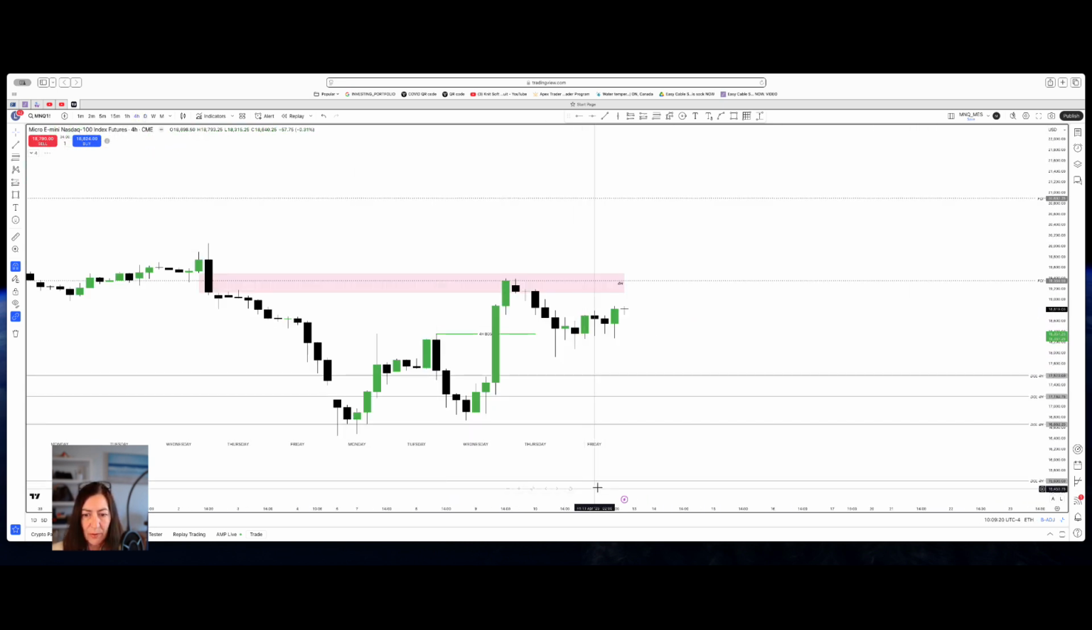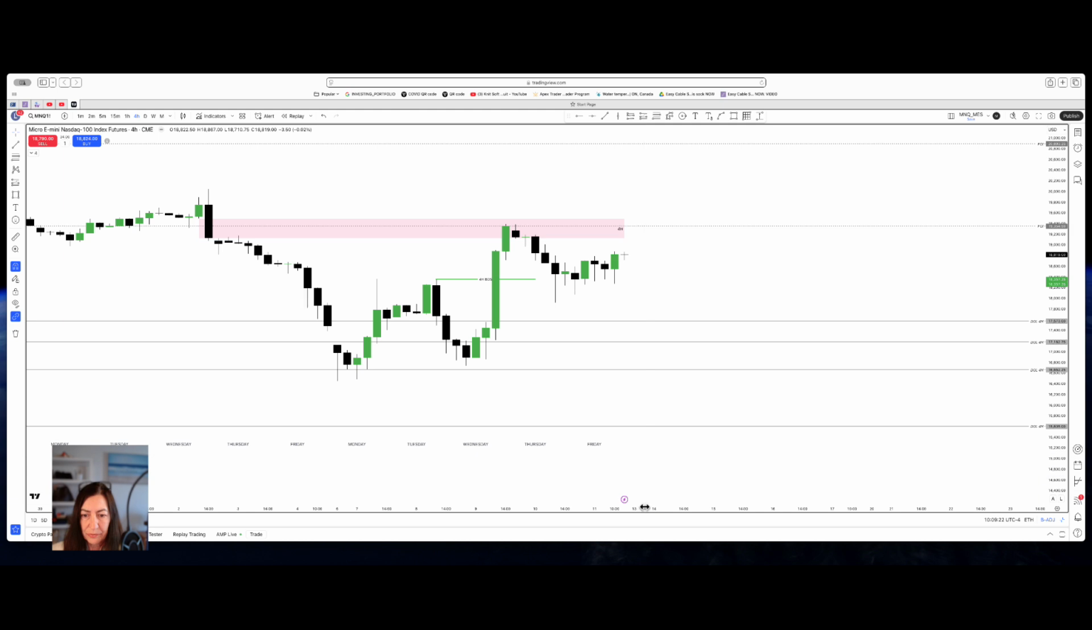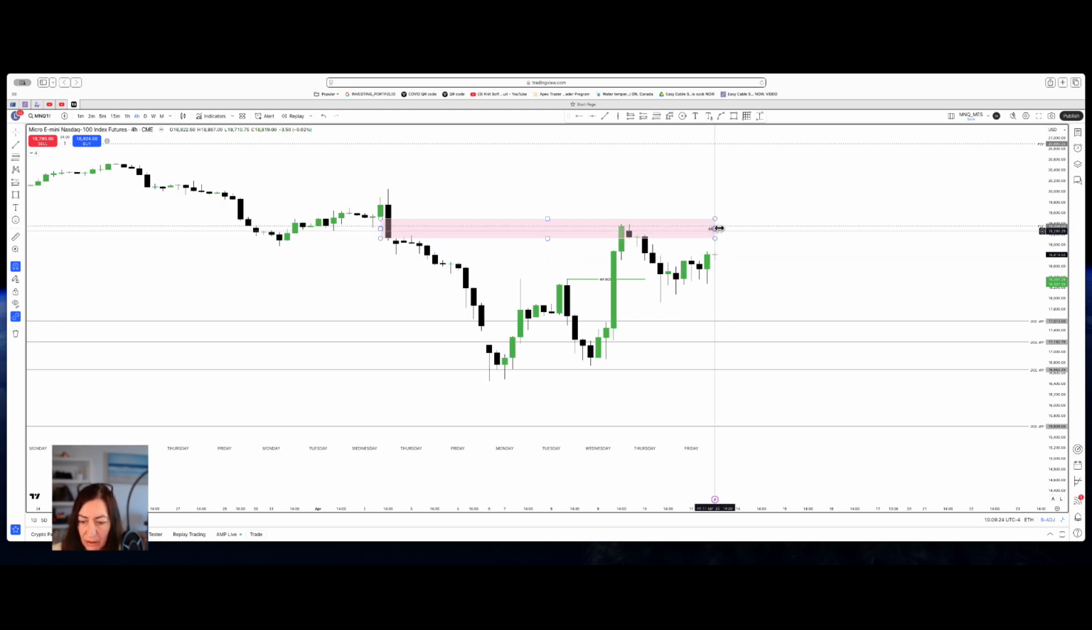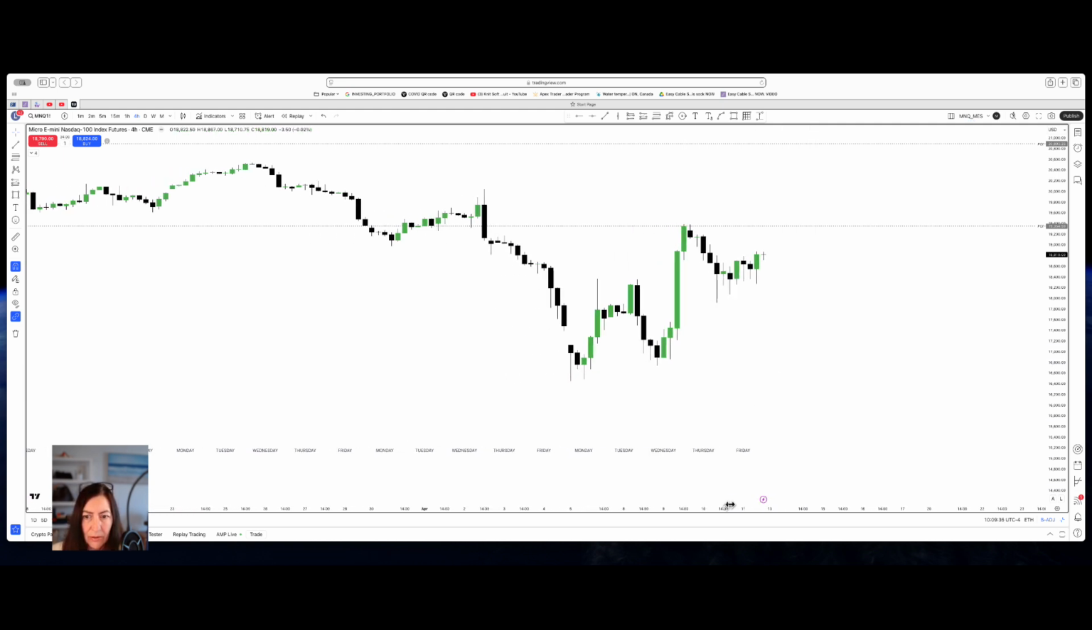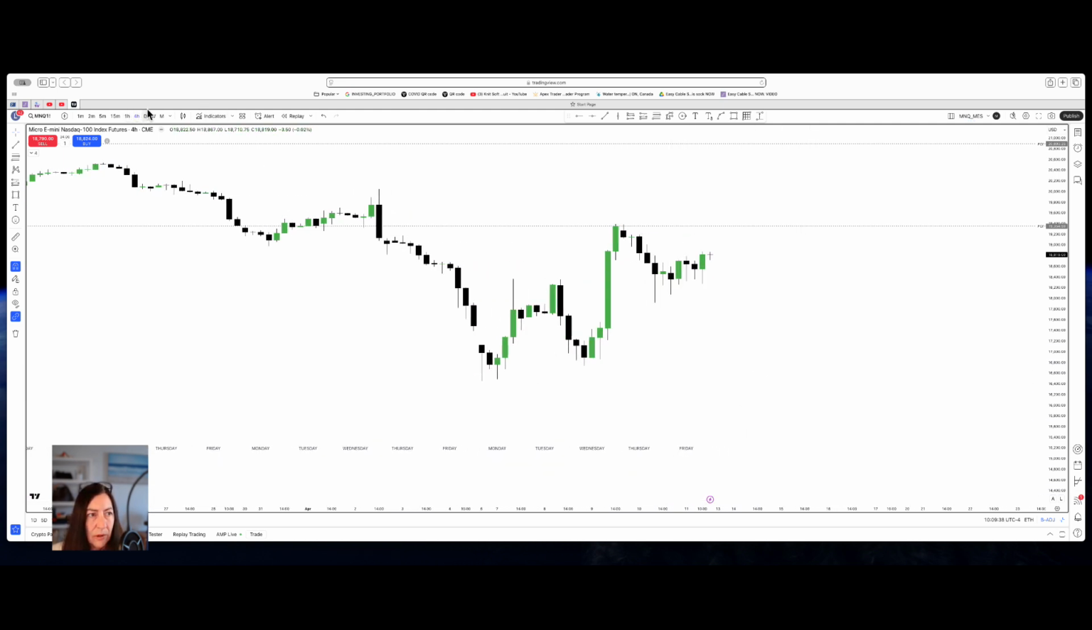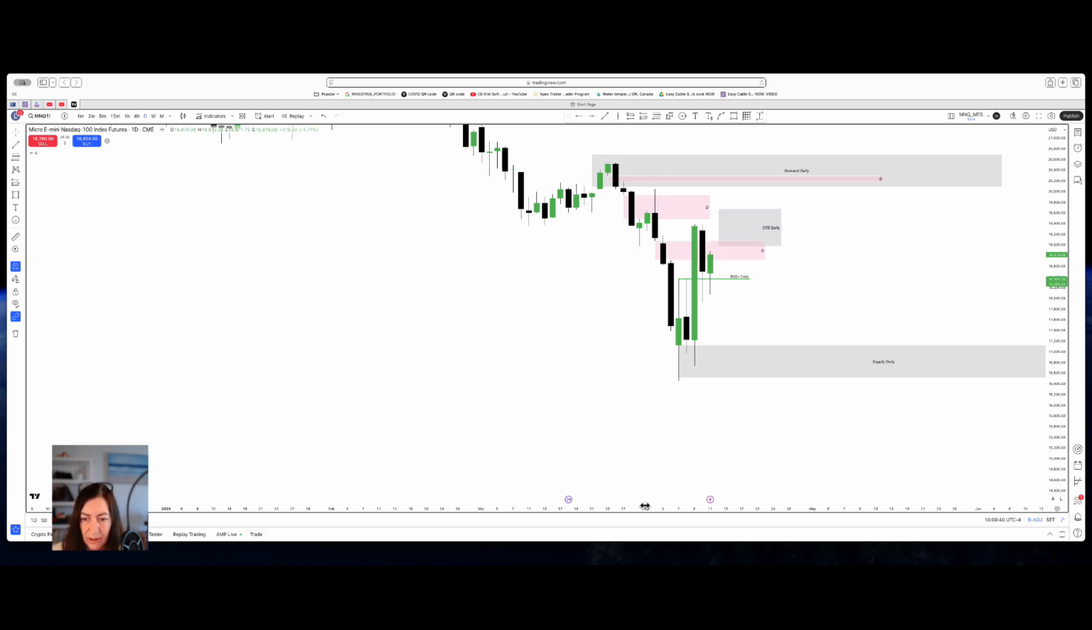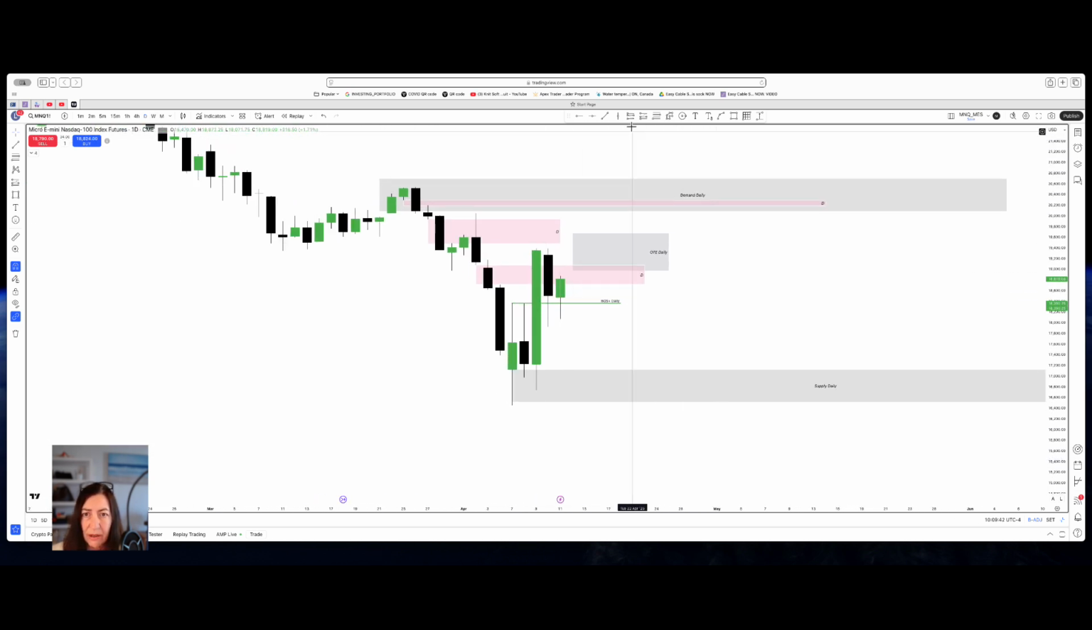We'll move down to the 4-hour now. And again, I'm just going to move everything that I had put in before, because I want to make sure that we're just starting fresh. Okay. I want to just move back to the daily for a second, and I just want to put in previous day high and low. So previous day low.